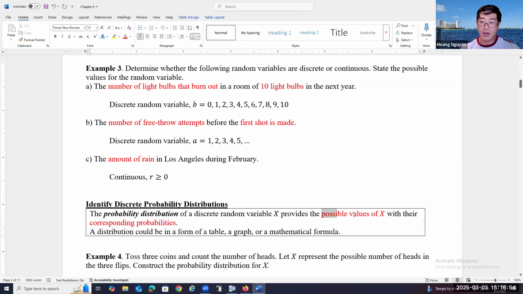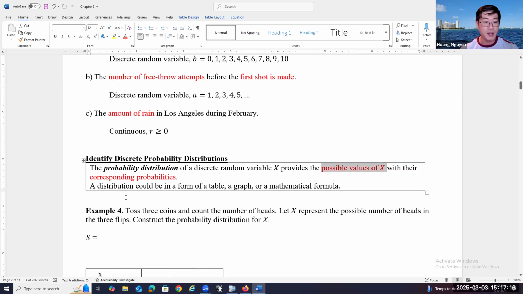We're going to show the possible values of the random variable x in one column or row, and then in the second column or row, we're going to show the corresponding probabilities. The distribution could be in the form of a table, a graph, or some math formula. That's how we show probability distributions.